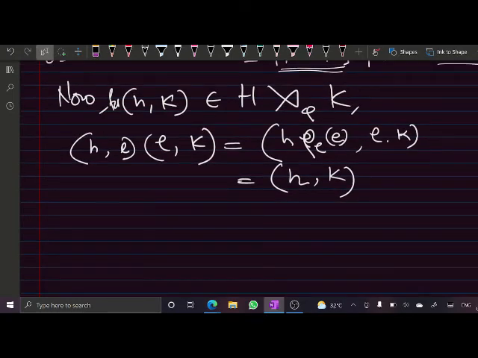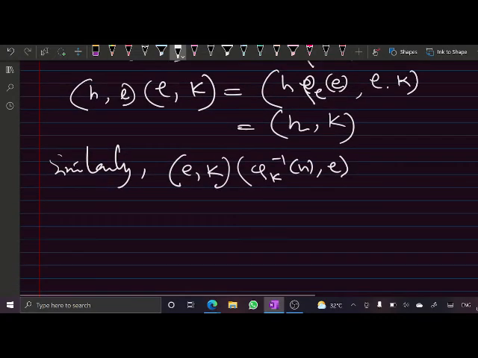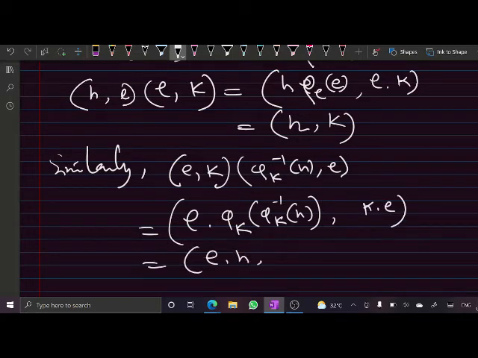Similarly, take the reverse possibility: take (e, k) on the left side and then (phi_{k^{-1}}(h), e). With respect to the composition in the semi-direct product, it is (e · phi_k(phi_{k^{-1}}(h)), k · e). Therefore it is (h, k), so it is hk.